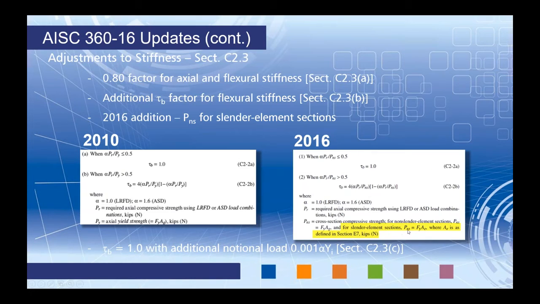For slender elements, though, we are no longer using the gross area, which is used for non-slender elements, but instead we're using the effective area. The effective area is defined in section E7, which is our chapter for compression. So that's something to keep in mind if you are designing with slender elements. Now, the code goes on further to say, forget about all these equations, just apply the conservative factor, tau sub b equal to 1.0, if you want to apply some additional notional loads on top of that. That's all explained in the standard, and I previously went over that in that last webinar.